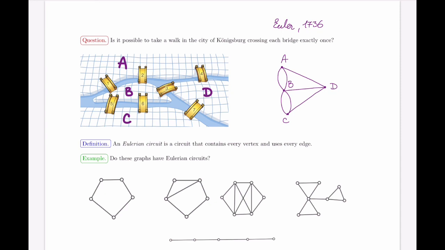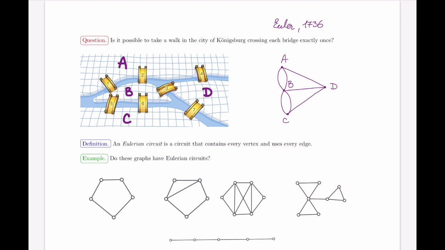And that is basically what Euler proved in 1736. And in his honor, the circuits that he was trying to find in this graph are called Eulerian. So an Eulerian circuit is a circuit that contains every vertex and uses every edge.